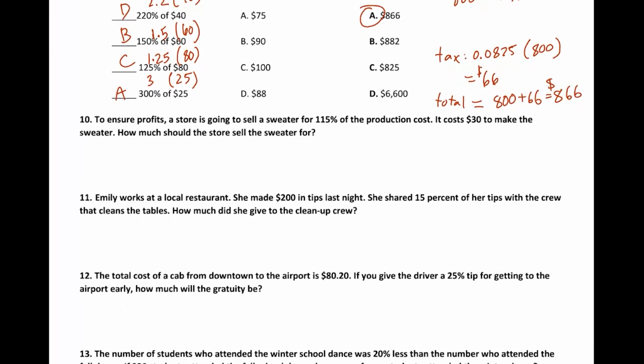Number 10 says to ensure profits, a store is going to sell a sweater for 115% of the production cost. Yeah, it wouldn't really make sense if a store is going to sell something for the exact amount of money that it costs to produce it. It should be more if they want to make any money and stay in business. It costs $30 to make the sweater. How much should they sell it for? So in other words, what we want is 115% of $30. So 1.15 times 30, I'm going to type that in the calculator, is $34.50.